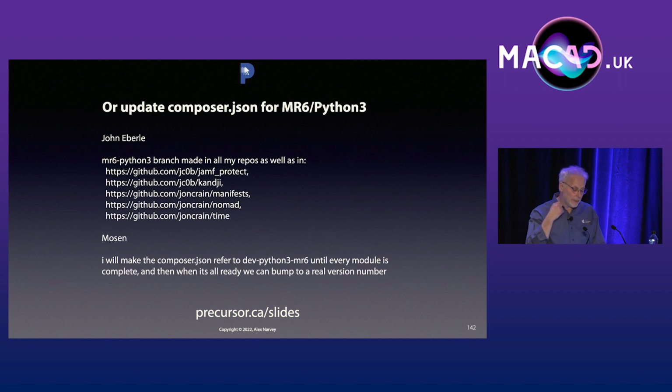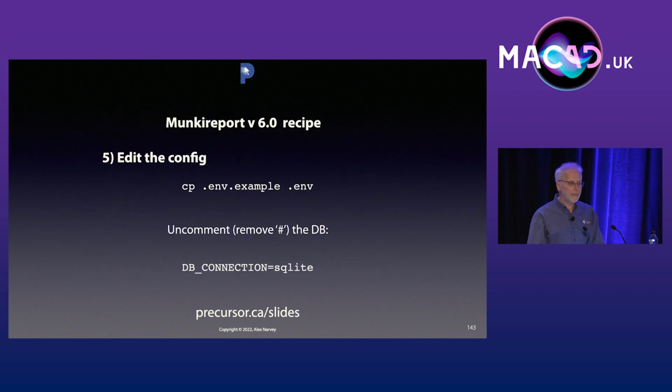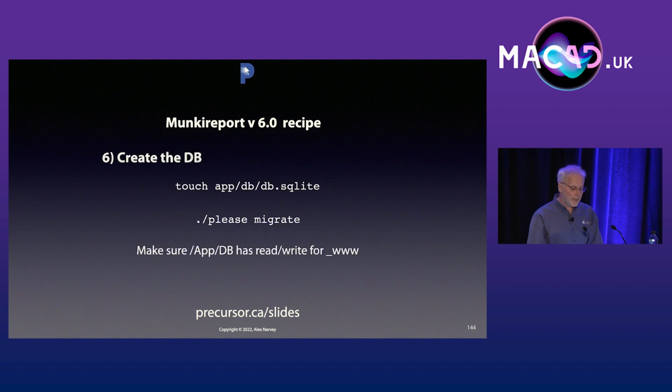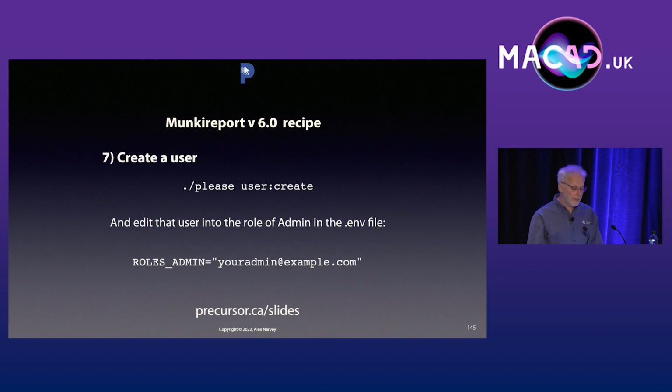The other day, Mosen and Tuxedo started talking about creating a special Munkireport 6 Python 3 branch and promised to update the composer file. So you might not need those edits I mentioned in the future, but as of last night, you still do. Create the invisible .env config file and edit it for the database. Create the database, set up its tables with the please migrate command, and make sure the database folder has read-write privileges for the web user. Then create a user with the please user create command and make that user an admin in the .env file.